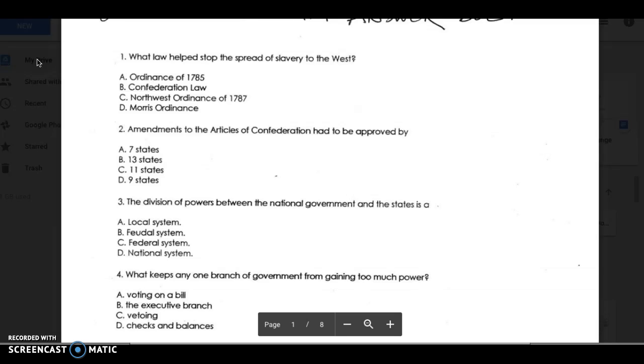Number 2. Amendments to the Articles of Confederation had to be approved by A. 7 states, B. 13 states, C. 11 states, D. 9 states.